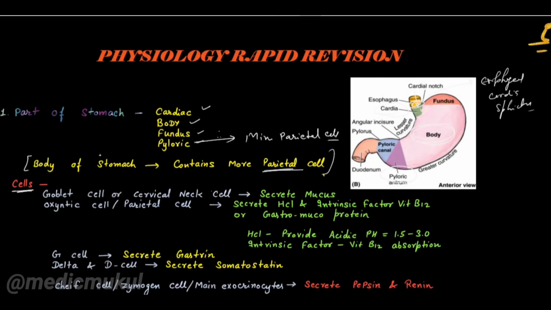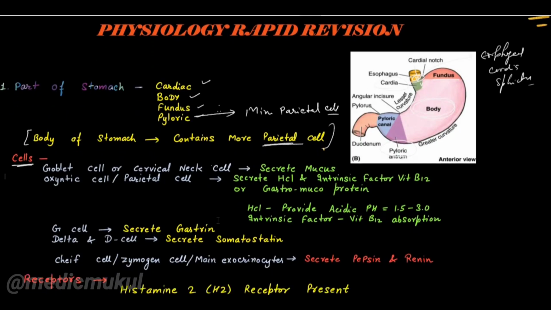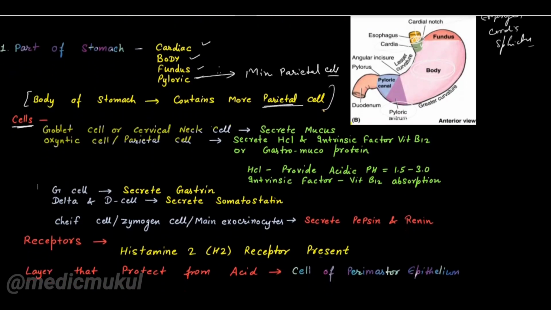Now the cells present in our stomach are the goblet cells or the cervical mucus cells. All these cells are produced by our gastric gland. The goblet cell or the cervical neck cell secretes mucus. The oxyntic cell or the parietal cell will secrete HCl and intrinsic factor, vitamin B12 or gastromucoprotein.